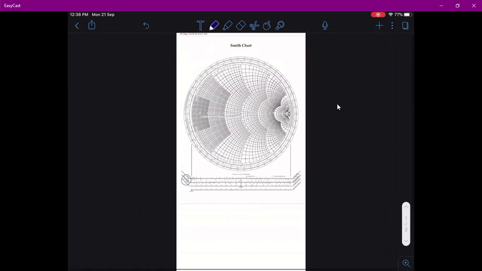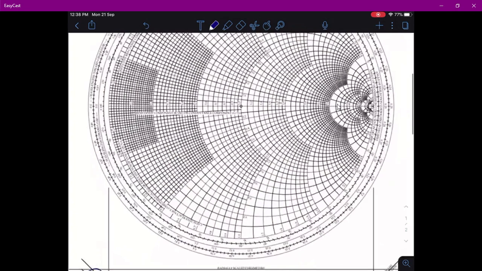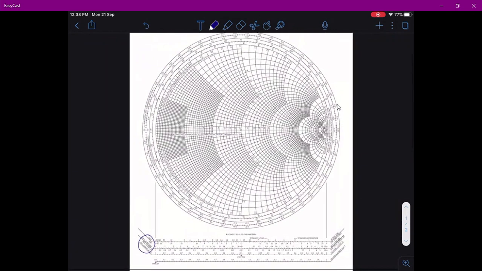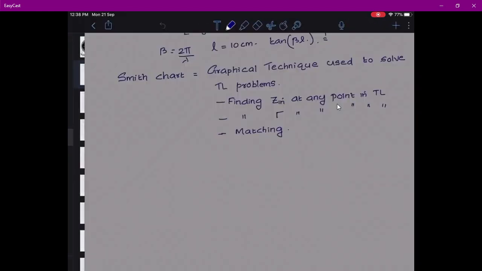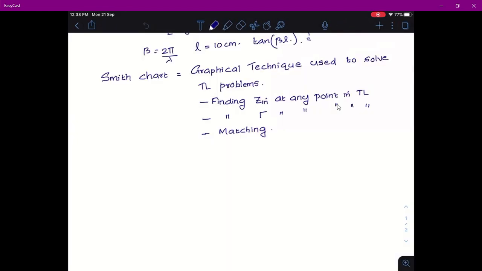Actually, Smith chart is a very easy topic, because by looking at this it feels complicated, but once you do problems you will see that it is one of the easiest topics in transmission lines. Fine. So let's continue with our discussion.